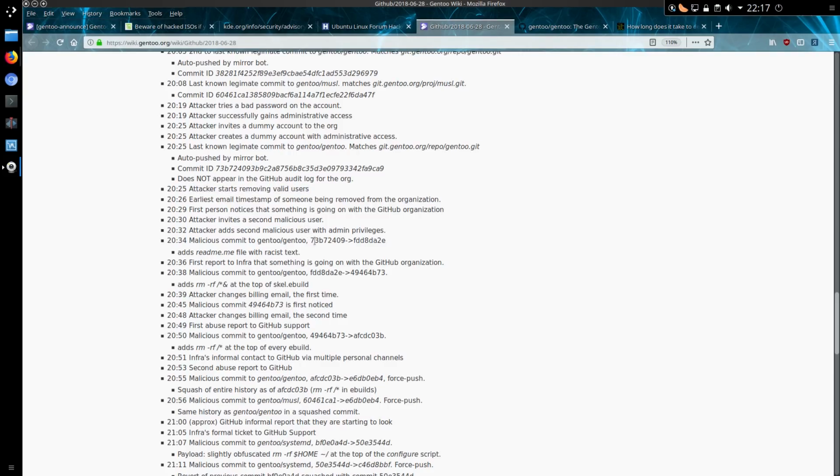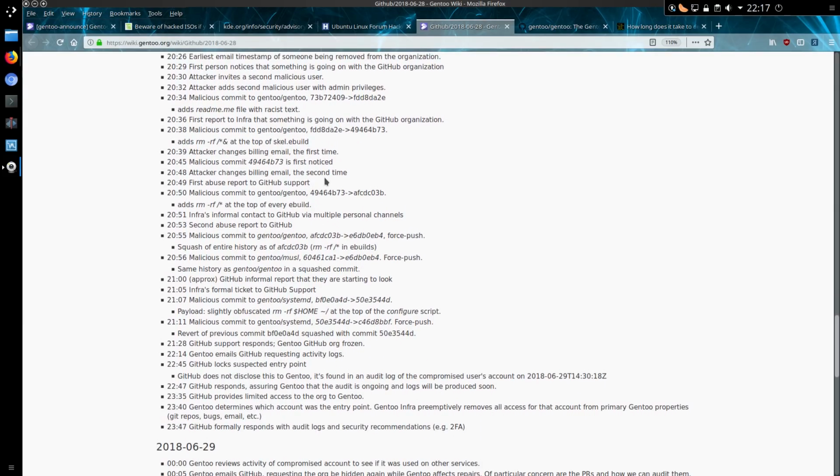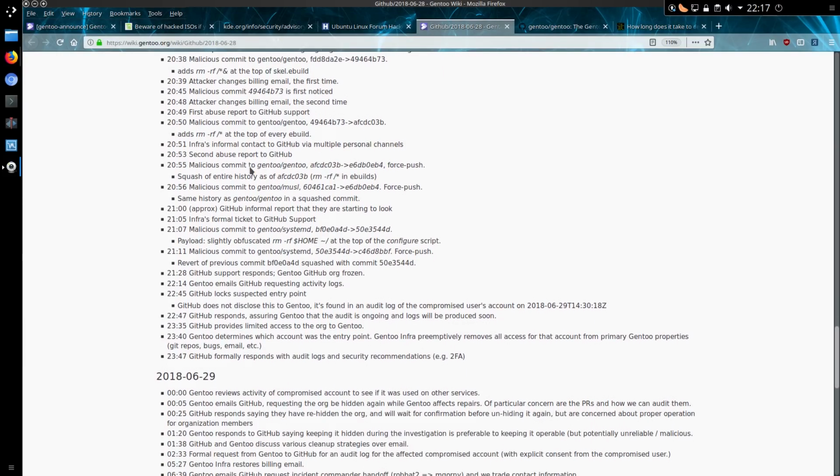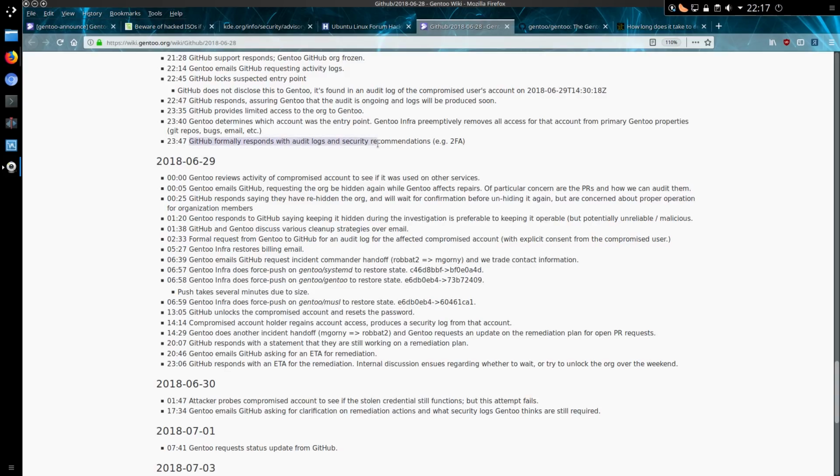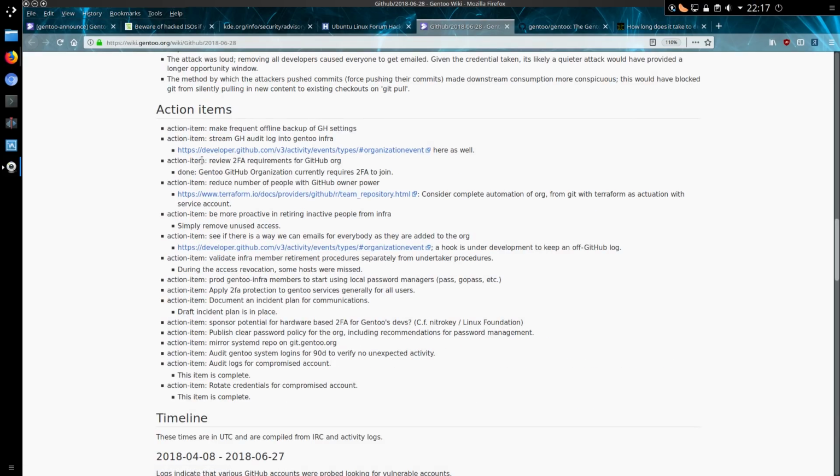And then we've got various timelines of commits, and then we've got various timelines of malicious commits. The first abuse report was made at 20:49. So very quickly, there's various other times and actions printed out here, and I'll leave a link to all this in the video description. Later in the day, GitHub formally responds with audit logs and security recommendations, for example, implementing multi-factor authentication. In their action items, they have reviewed the multi-factor authentication requirements for GitHub and reduced the number of people with GitHub owner power. And that's fair enough, it's going to be harder to compromise a GitHub account in the future.